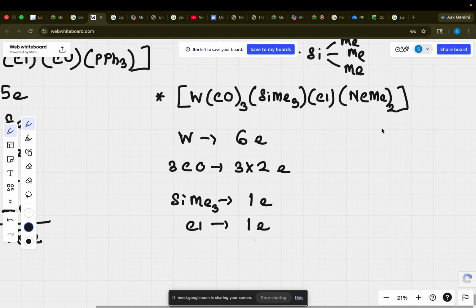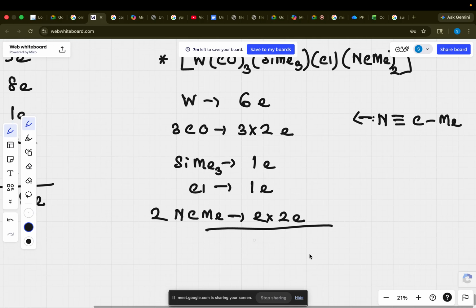And now you have this CNMe. So what does CNMe look like? It looks like this: nitrogen, triple bond, carbon, bond, methyl. So nitrogen is the donor atom. How many electrons will it donate? 2 electrons. So basically this unit NCMe, you have 2 NCMe, so it will donate 2 into 2 electrons. So what are we getting? 6 plus 6 is 12, 13, 14, plus 4, 18 electrons. Clear? Yes.